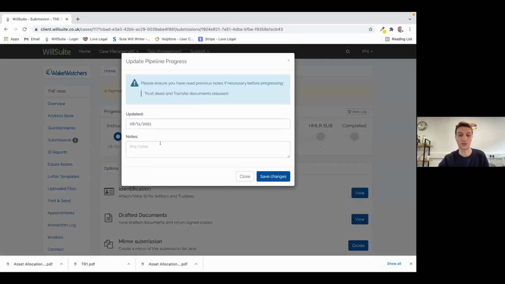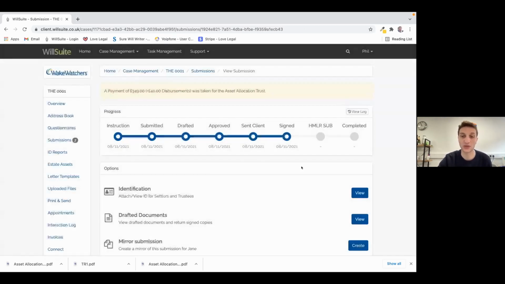We should now be able to mark the case as signed, which in turn will notify the solicitors that the documents have all been completed and all the correct IDs have been uploaded. So we mark the case as signed. And what that will do is notify the solicitors that all that is left to be done on this case is for them to submit it to HMLR. At that point, the land registry will review the documentation, and provided everything has been filled out correctly, they will create the trust for you.